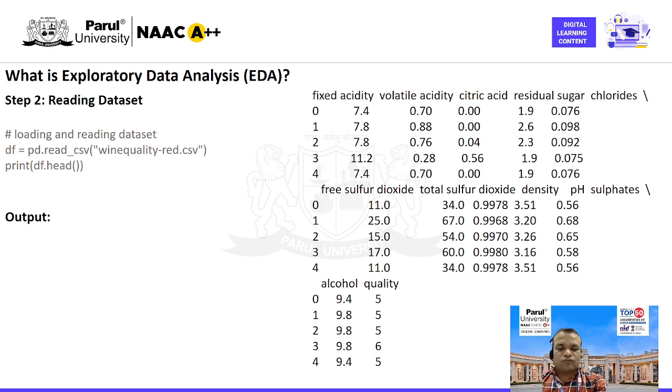First one is fixed acidity, volatile acidity, citric acid, residual sugar, chlorides, free sulfur dioxide, total sulfur dioxide, density, pH, sulphates, alcohol, quality. So these are the heads along with the values.